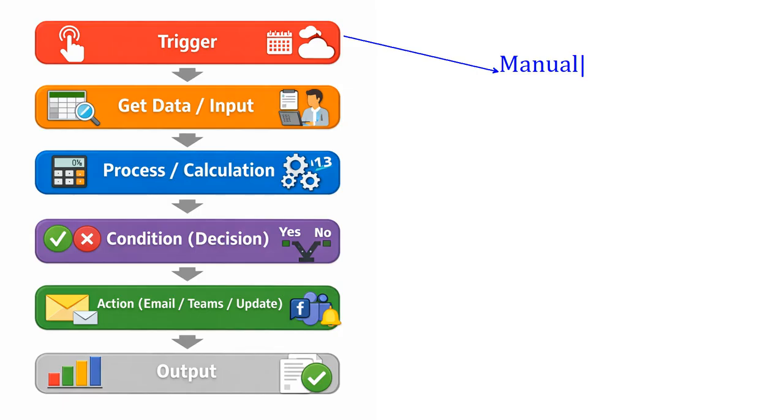So now I want to send a mail, now I want to do some automation. So manually, you have to click on a button and you have to run it. Manual. Another one is auto.